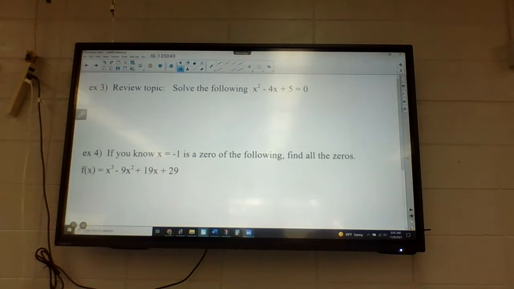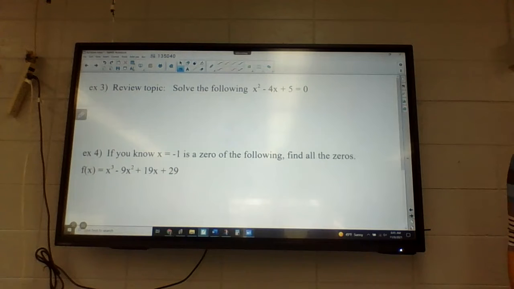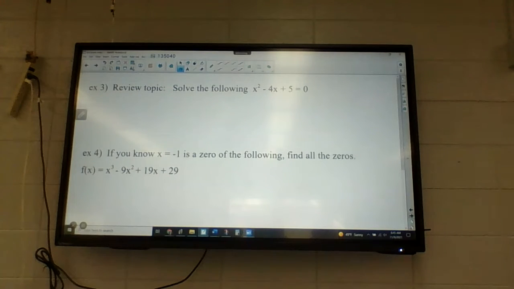So in example 3, this is the type of problem where if you try to factor this, unless I wrote something wrong, it should not be factorable. There's no way to multiply to get 5, but add to get -4. So we have to use another method to solve this, because not everything is factorable.